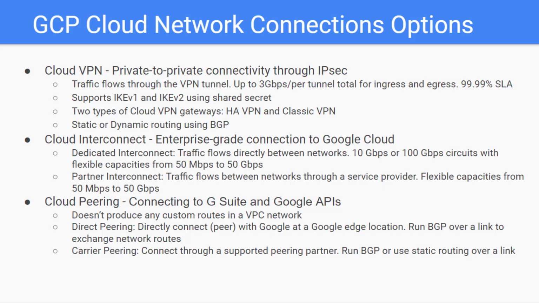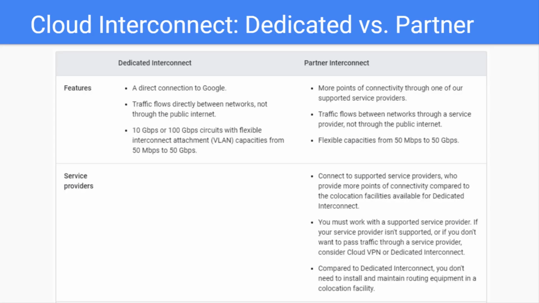Now let's move to the second cloud network connection option, Cloud Interconnect. If you need an enterprise-grade connection to Google Cloud that has a higher throughput, you can choose Dedicated Interconnect, which creates a dedicated connection, or Partner Interconnect, which uses a service provider to connect to VPC networks. Here is the comparison table between Dedicated Interconnect and Partner Interconnect.